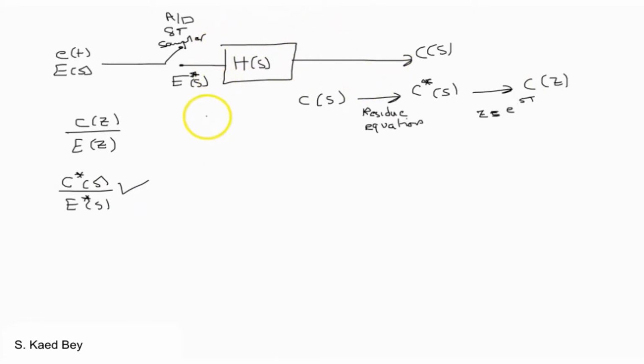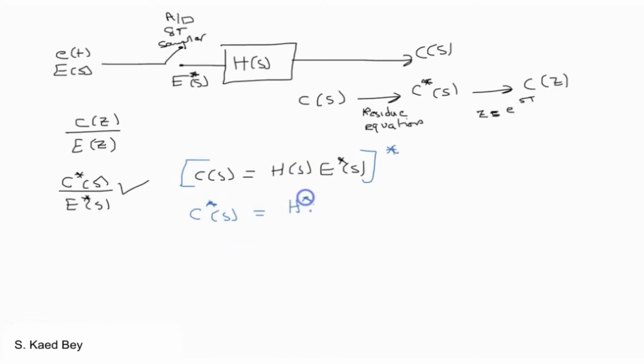So in order to find this ratio, let's write out the relation between the output and the input. Now from this open loop system, we know that C of S equals H of S multiplied by E star of S. Now if we star both sides, we know we can get the C star of S equal to H star of S E star of S. So the pulse transfer function can be written as such.